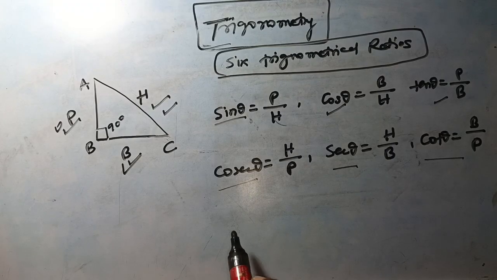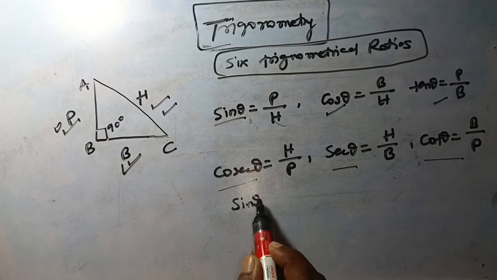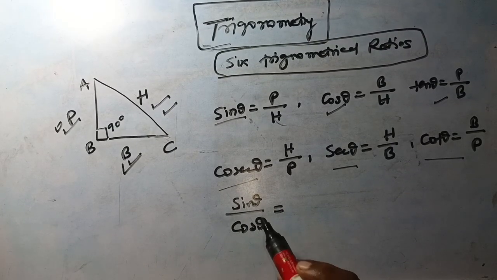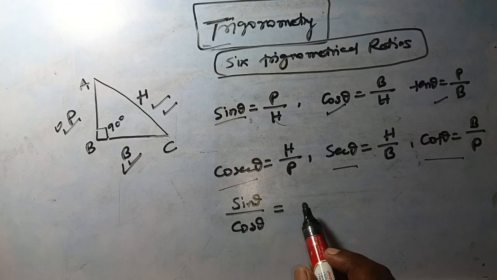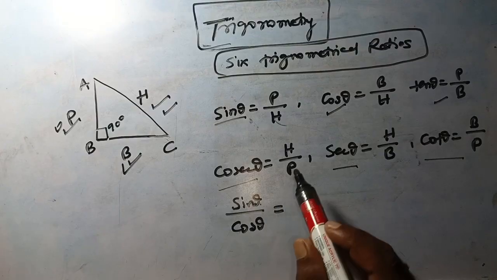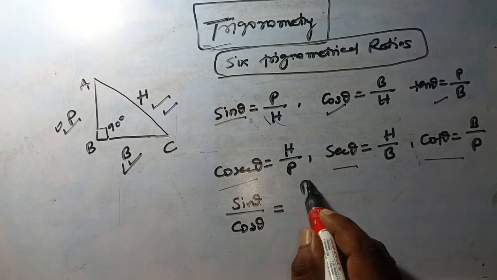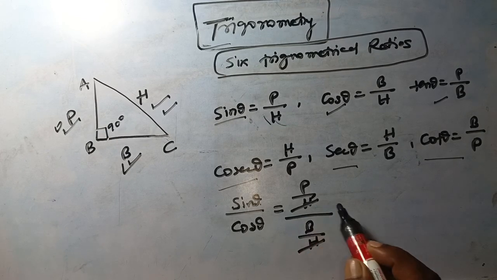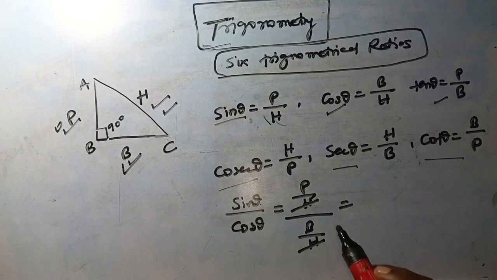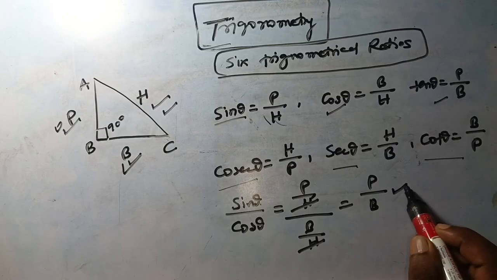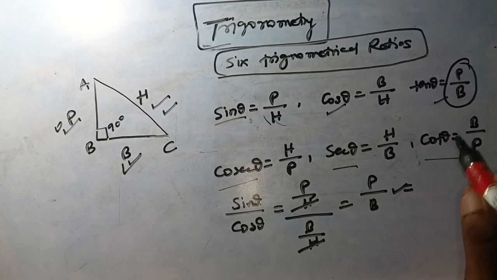Now what about sin theta upon cos theta? If we divide sin theta upon cos theta, we will get tan theta. How? Let's see. The value of sin theta is perpendicular upon hypotenuse, and the value of cos theta is base upon hypotenuse. So hypotenuse and hypotenuse will be cut. The remaining will be perpendicular upon base, which is equal to tan theta.